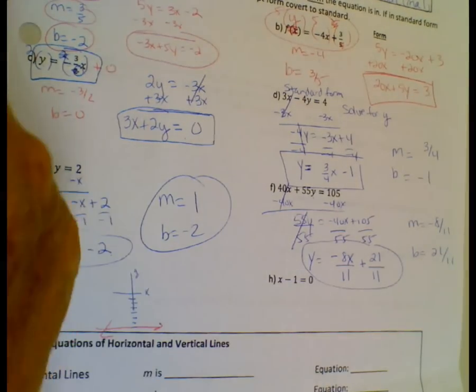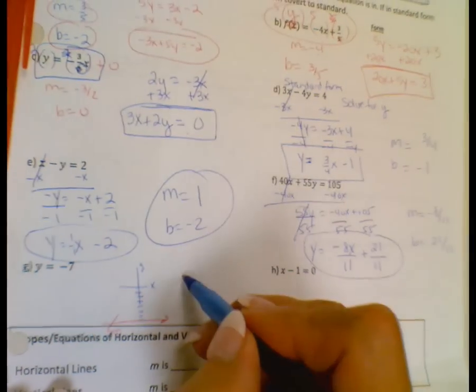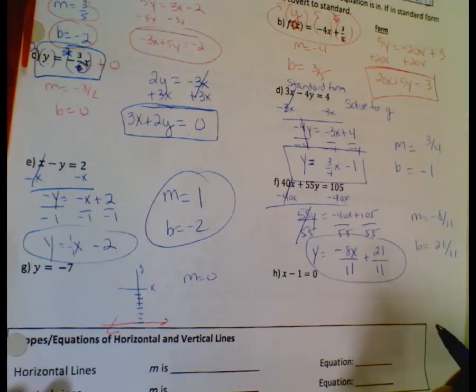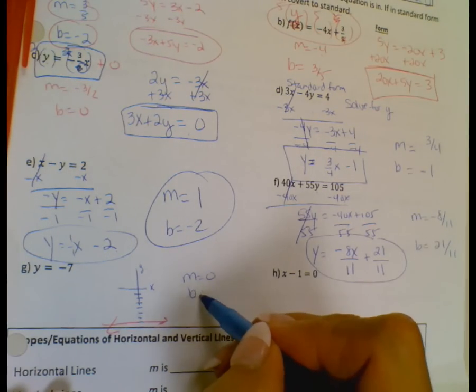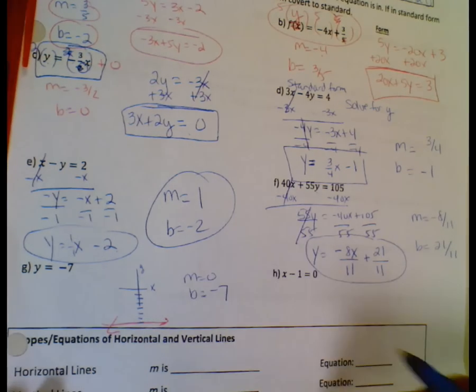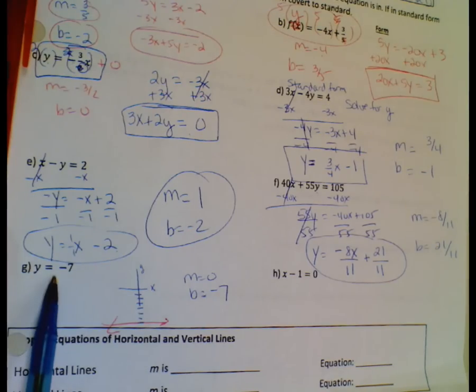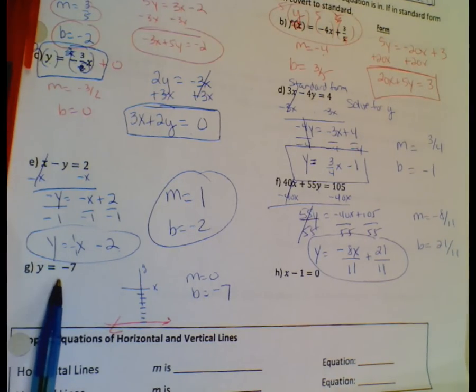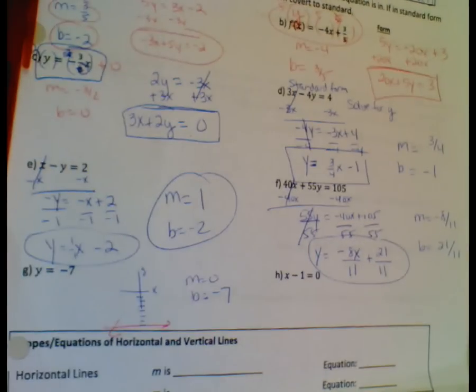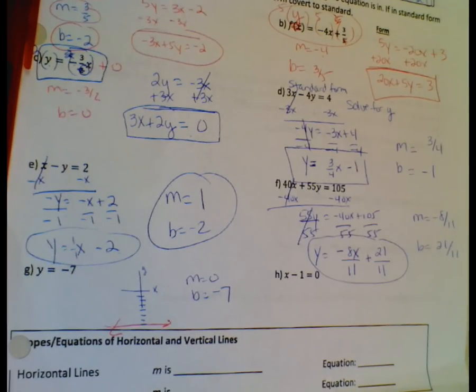Who remembers from yesterday what the slope is of this one? The slope is 0. The y-intercept is negative 7. It crosses the y-axis at negative 7. This technically is in slope-intercept form, so you don't do anything different to that equation. You can just read it. The slope is 0, and the y-intercept is negative 7.